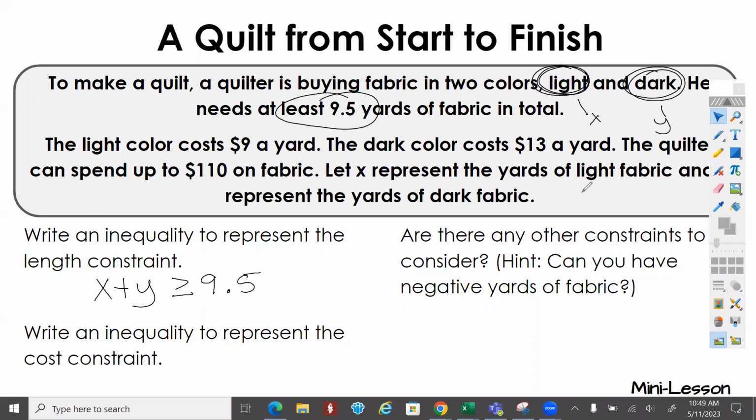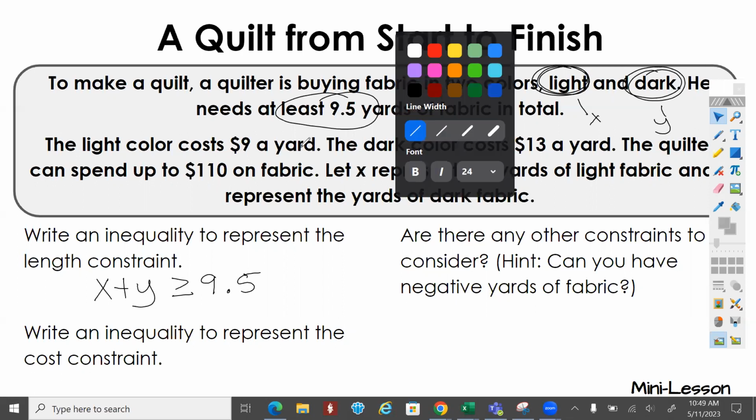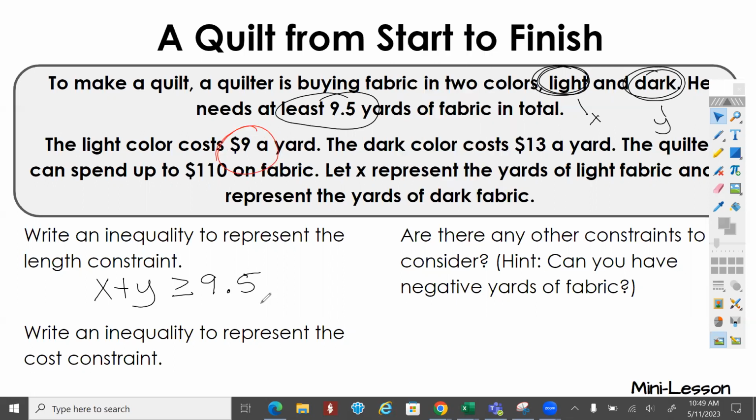Okay. Now we've got to write a cost constraint. We have $9 per light color. So that's going to be 9X. And then $13 for the dark color, which is going to be 13Y. And we can spend up to 110. We can't go past $110.